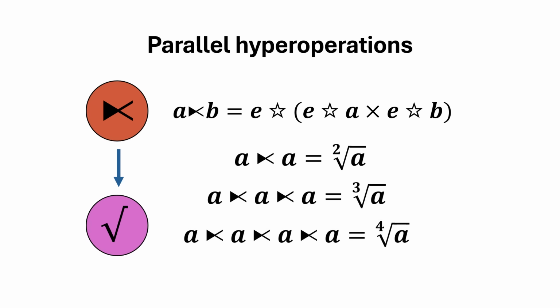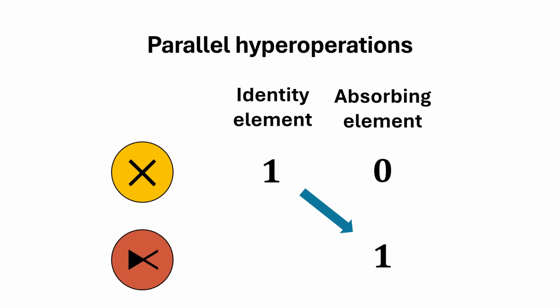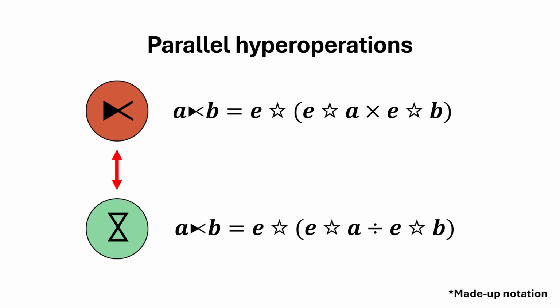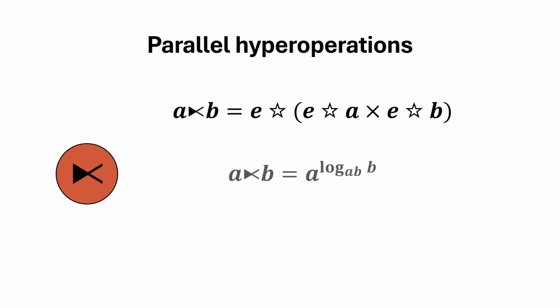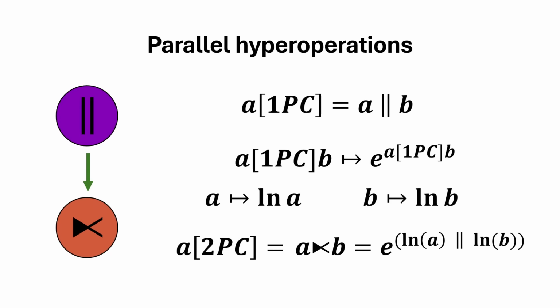In the same way as addition, its identity and absorbing elements flip. 1 is the absorbing element of this operation, while 0 is the identity element. We can also easily define parallel division, its inverse operation. After manipulating this expression a little bit, we can find these other interesting closed forms. This last one is very enlightening because it suggests a relationship not only with parallel addition, but also with commutative hyperoperations. If we apply the commutative hyperoperation iteration on parallel addition, we get parallel multiplication.